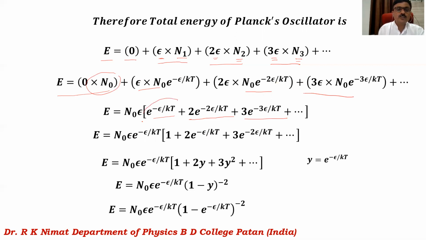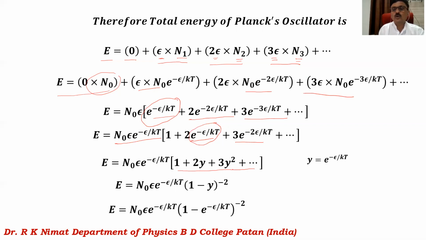Again, if you take e^(-ε/kT) as common, you will get E = n0 ε e^(-ε/kT) into a bracket, in which you get 1 plus 2e^(-ε/kT), because one factor of e^(-ε/kT) is taken common, plus 3e^(-2ε/kT), and so on. So if you put y equal to e^(-ε/kT) again, you will get this term as 1 + 2y + 3y², and so on.